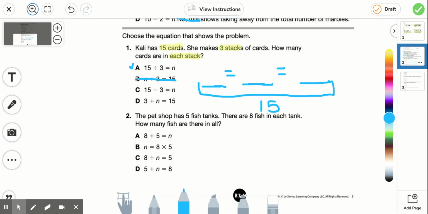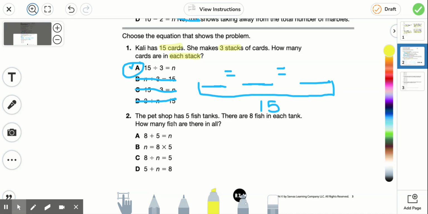15 minus 3 is a number. Well, 15 is not a part, and I'm not taking away 3. I'm dividing them into stacks. That doesn't make sense. 3 plus a number equals 15. Well, I'm not saying that one of these is 3, and I'm trying to figure out the other one to equal 15. That doesn't make any sense either. So the only one that works is A. We have 15 divided equally into 3 stacks.